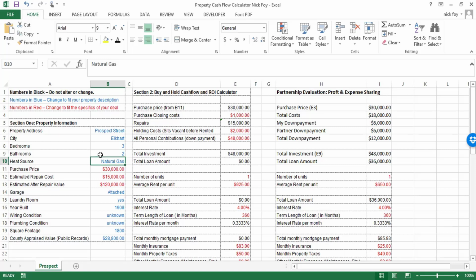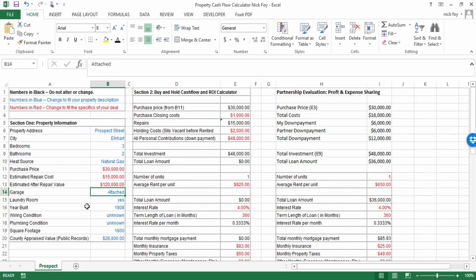So heat source, natural gas was what ours was based off of. We bought the property for roughly $30,000, and then I estimated we'd have about 15 grand in repairs, and the estimated after repair value is 120,000 because this is the actual value we sold for. I think originally when I was running the spreadsheet I was putting in 75, 80,000, being way too conservative, but now that I know that it actually sold for 120,000, I can put that value in just for kicks and giggles to see what kind of return shows up over here in the profit and expense sharing category.